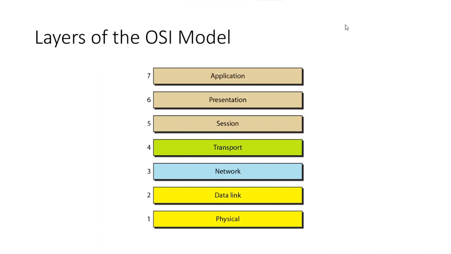So in today's video, we are going to look into details about what are the tasks that take place in the different layers of the OSI model. As you can see, we have the 7 layers of the OSI model: application, presentation, session, transport, network, data link, and physical.